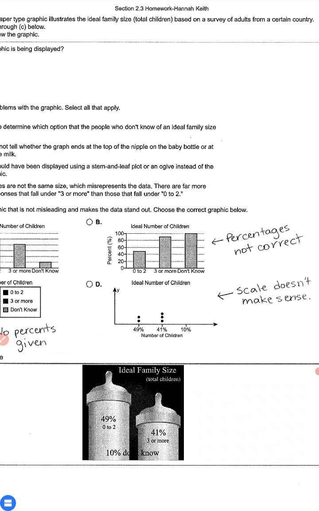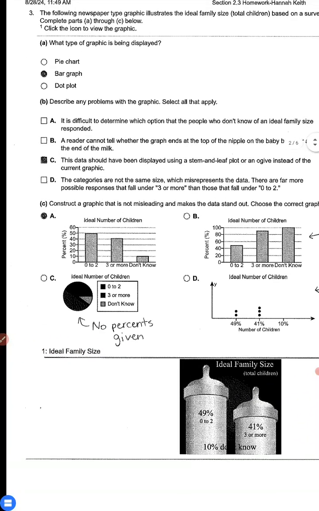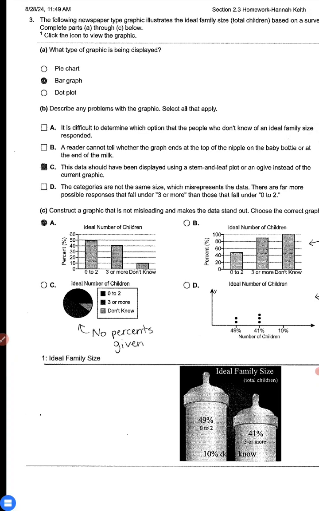That doesn't make sense because if I add those percentages together, they add up to over 100%, and there's no way that I can have more than 100% of people giving me an answer because 100% is everybody. So that's misleading. Okay? When I look at C, this is a pie chart.